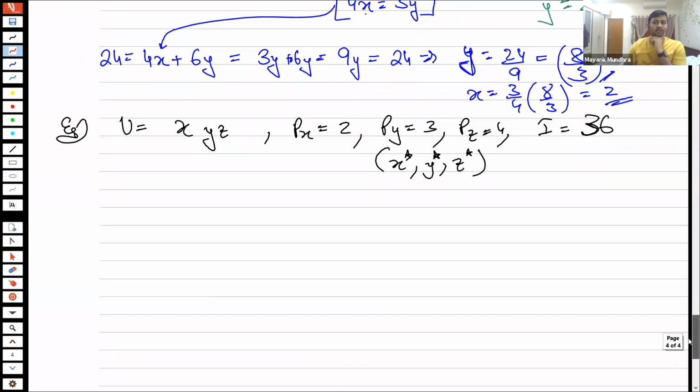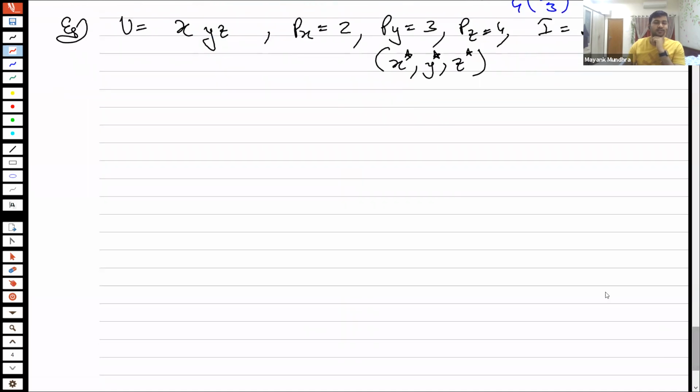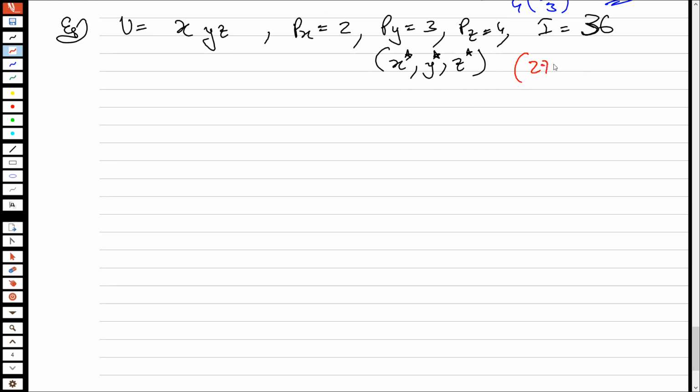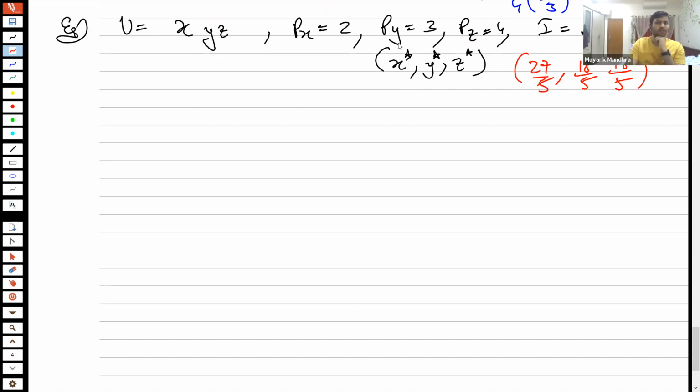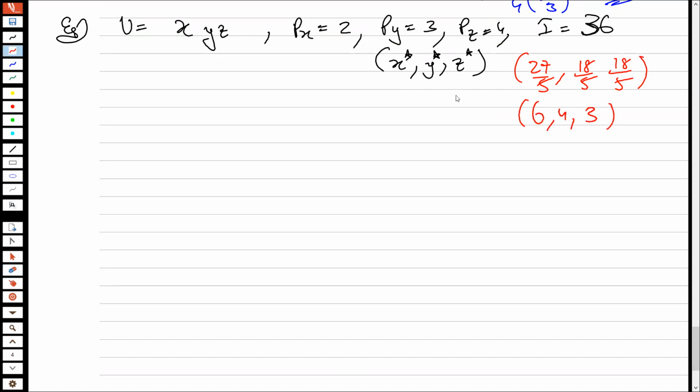Next question, XYZ. Any answers for this one? So 27/5, 18/5, 18/5. So you're getting Y and Z equal. I'm getting 6, 4, and 3. Okay. Any other answers? None. Okay. So let's look at how to do this one.